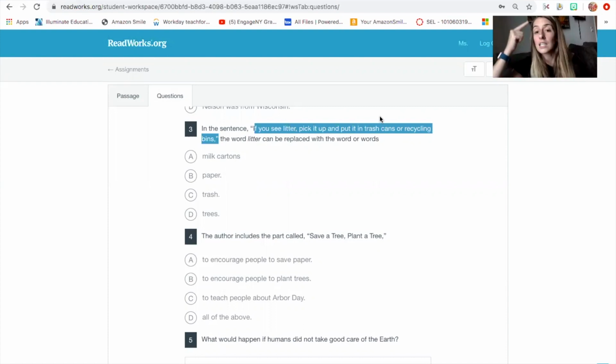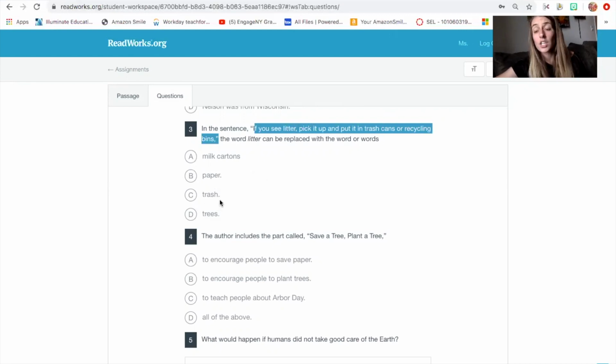So I'm already thinking that another word for litter could be trash, but I'm going to read the answers to see if I can find out. A says milk cartons. Milk cartons are trash, but it seems really specific. I don't think it's just talking about milk cartons. B is paper. Paper is something that we recycle, but I don't think it's just talking about paper. I think it's talking about more than that.